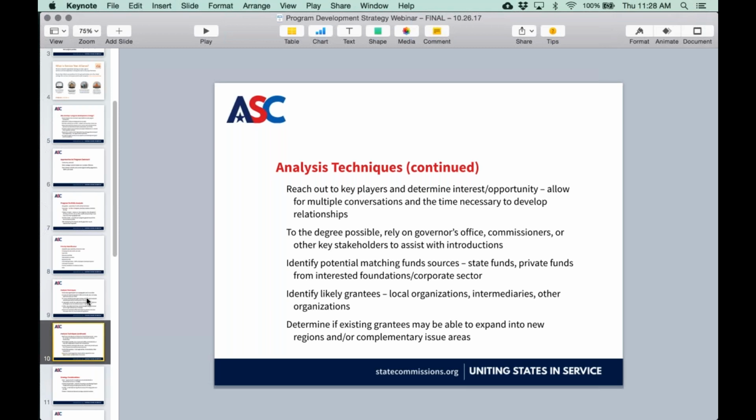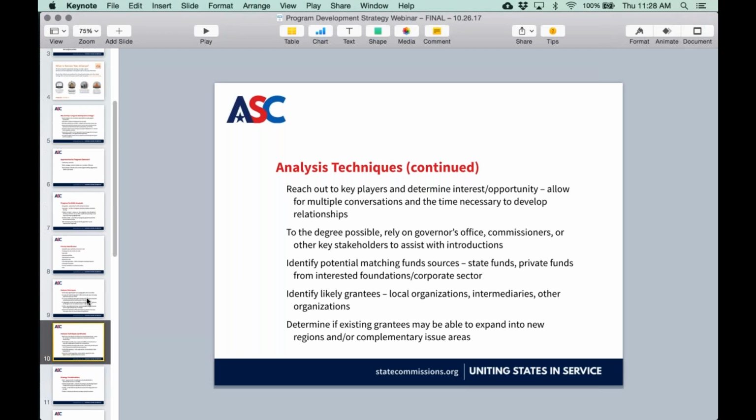Again, that might be through a partnership with a state department in your particular state. It might be that there's a foundation or other corporate sector funders that are very interested in a particular issue area and might be willing to help fund part of your match dollars. So again, thinking about those pieces and really what your long-term funding strategy is, is an important consideration here as well.